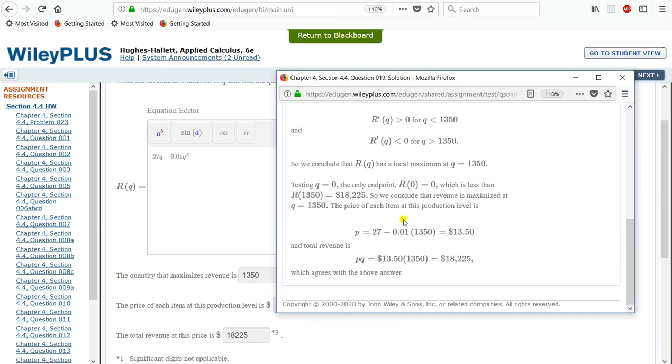And they ask you for the total revenues, which is the P times Q. We know that the price is $13.50 multiplied by Q, which is also 1350. Together you get 18,225.